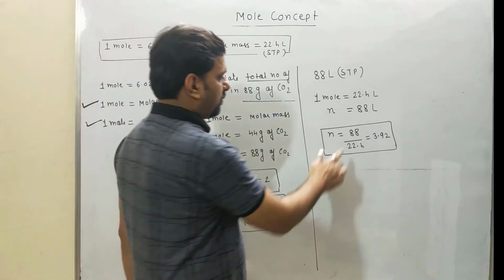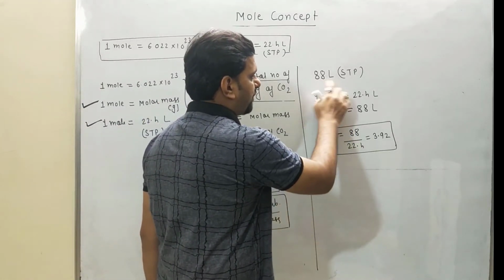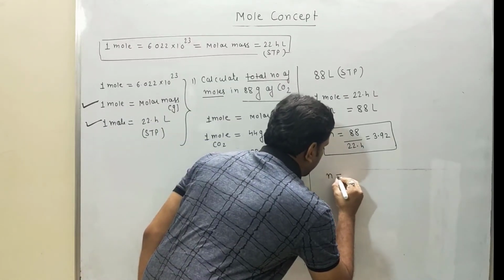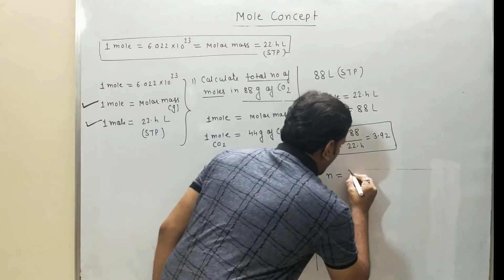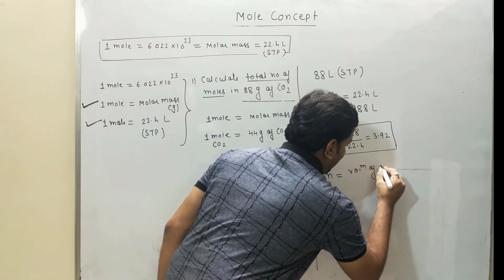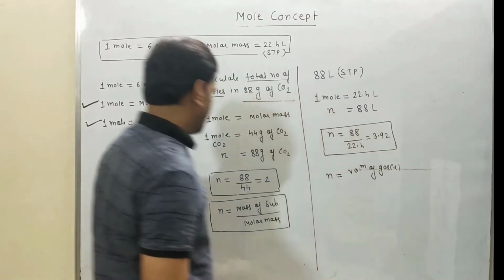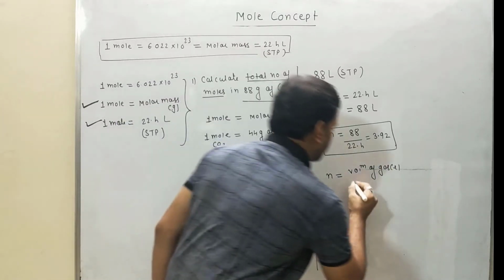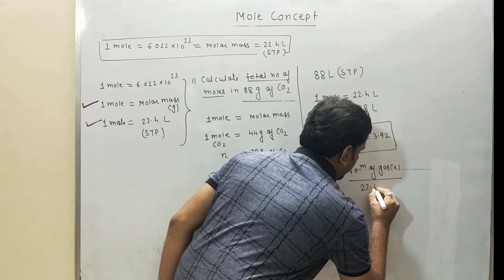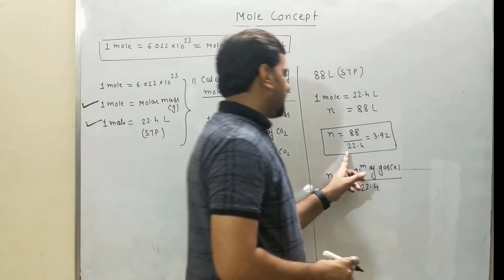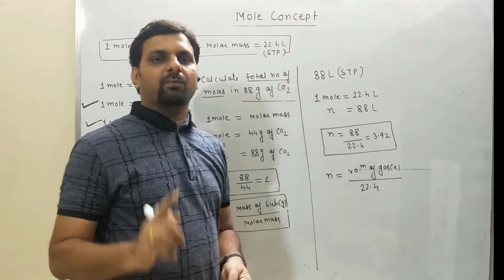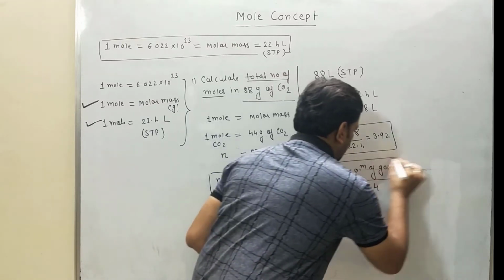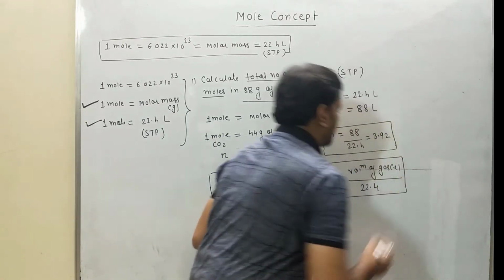Okay. Now, what is 88? So volume of gaseous substance, or you can say volume of gas. So we can write n equal to volume of gas in liter. Here mass of substance is in gram. So volume of gas in liter divided by 22.4. What is 22.4? It is the volume of 1 mole gaseous substance. Okay. So we have the next formula.